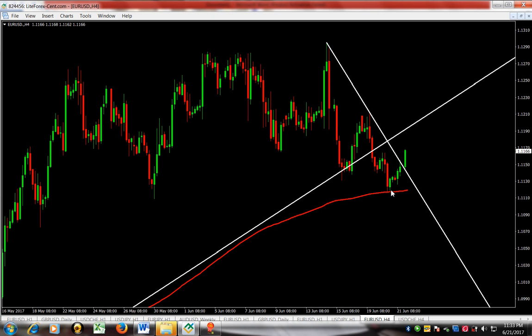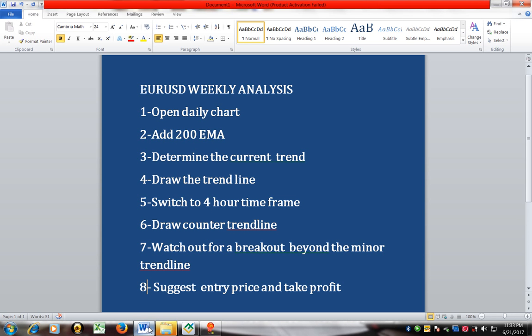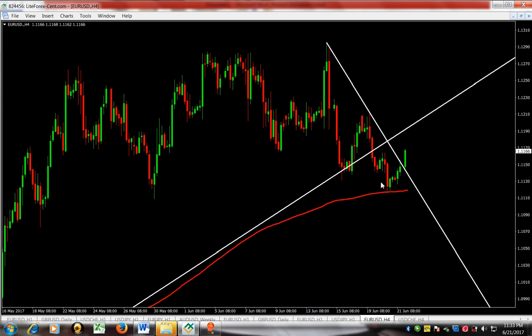Okay, we have resumed the bullish trend. We have a bounce off the 200 moving average. We have a break of the minor trend line or the counter trend line. So that is enough reason for us to confirm that we are still in a strong bullish trend. Now we have done that. Now what else do we need to know? We have known the trend, and the trend has been confirmed. The next is to suggest entry price and take profit level.